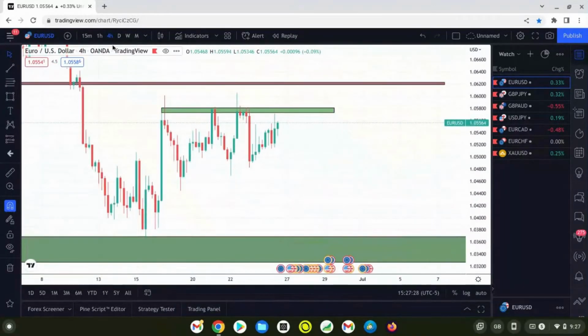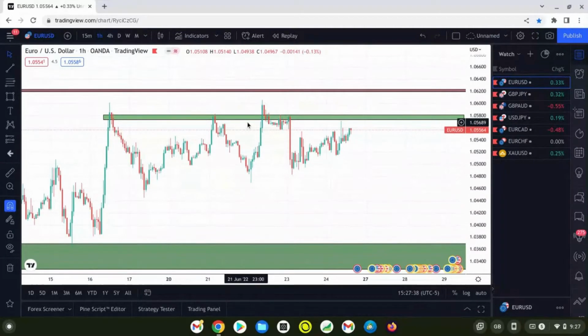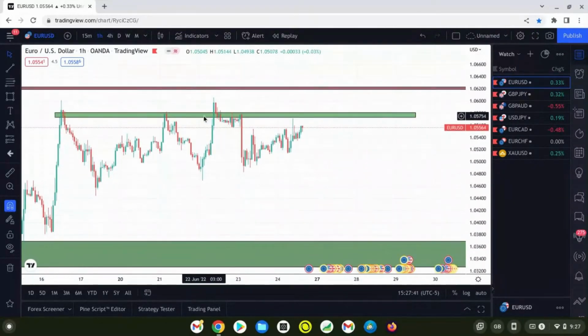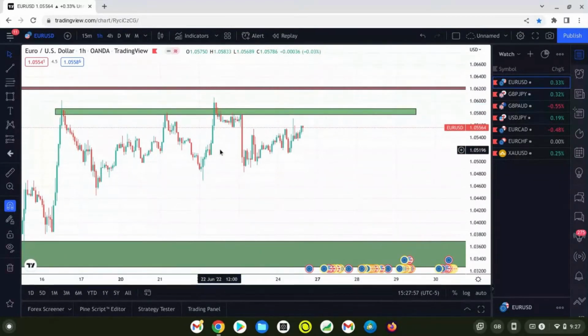I usually don't like to drop down to the 1 hour time frame, but for this Euro USD, I'm actually going to drop down to the 1 hour time frame so you can see this really closely. I like to draw my support and resistance in a way that it touches where I find many touches.